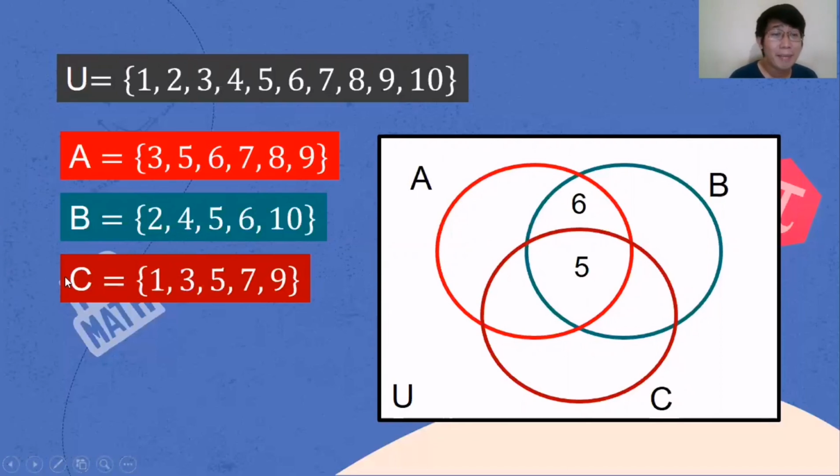Okay, let's try to move on to set A and set C. Anong meron si A na meron kay C? Anong elements meron si A na meron din si C? Those elements are 3, 5, 7, 9. So we can put 3, that is 5 already, 7, 9. We have 3, 5, 7, 9. Next, set B and set C. Anong elements meron si B na meron si C?